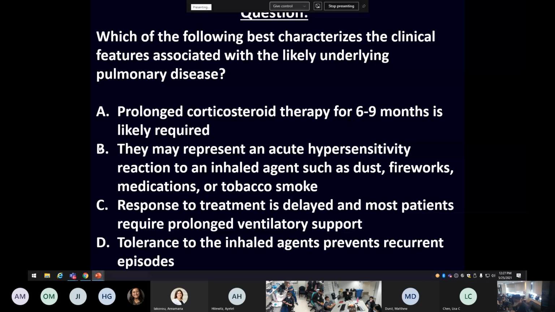B, very good. So just to go through the wrong answers, prolonged corticosteroids is unlikely to be required. Usually these patients will require 2 to 4 weeks of therapy, a short course. Thank you, Ray. This is the correct answer. We just talked about that.